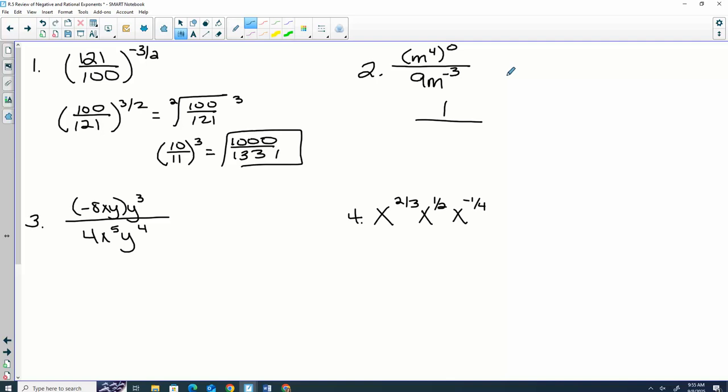All right. Then we have the 9m to the -3. All right. What does a negative exponent do? Flips it. Now, only the m has a negative exponent, so only the m will flip. The m will come up to the top. The 9 did not have a negative exponent, so it stays down on the bottom. So it's m to the 3rd over 9.